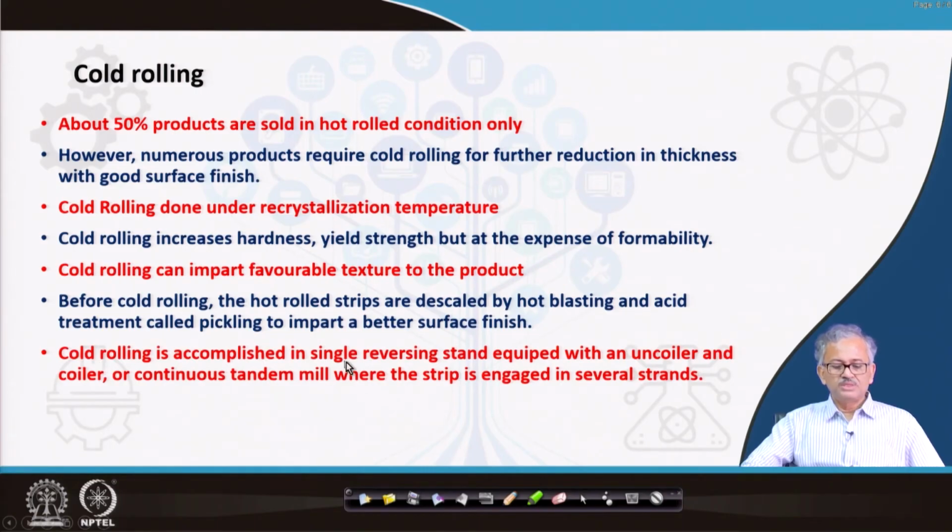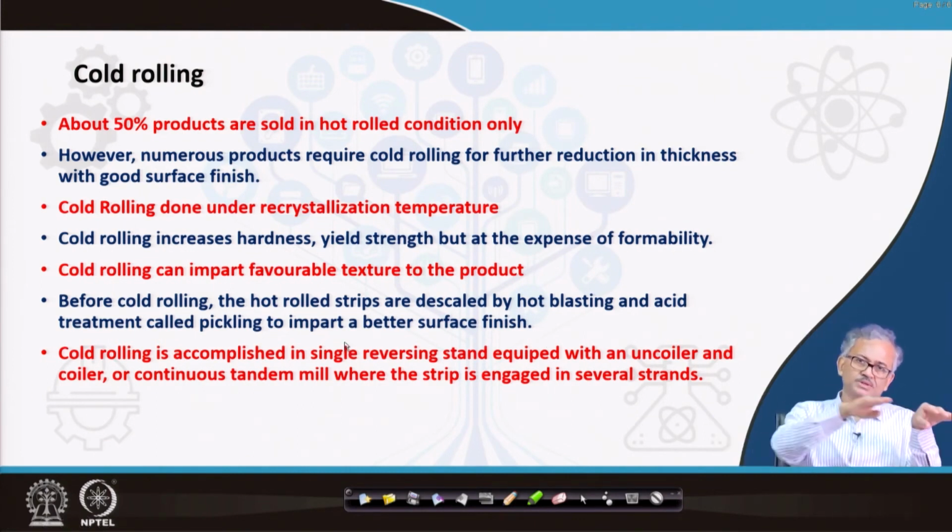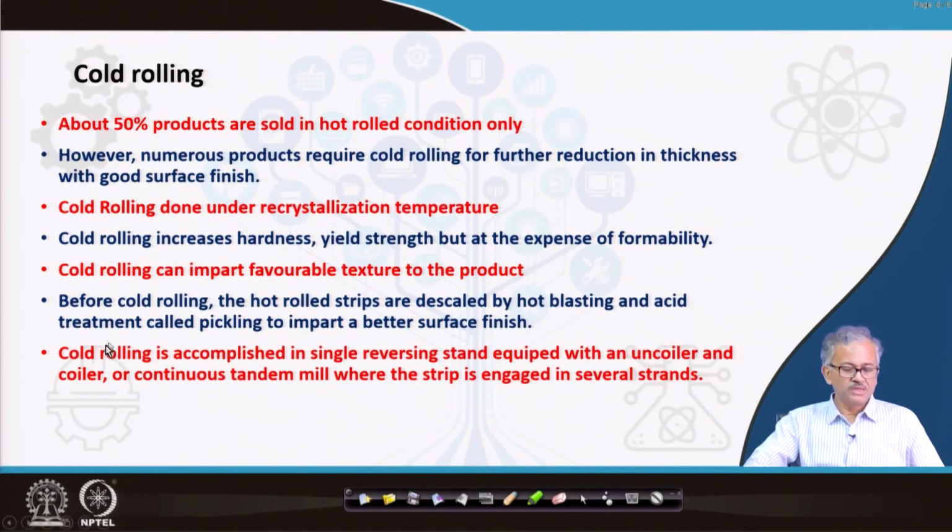Cold rolling can be accomplished in a single reversing mill equipped with an uncoiler and a coiler. A single strand you can do. It can do one pass and then again another pass, like that. Or it can be a continuous tandem mill where the strip is engaged in several strands, just like the hot strip mill. So one after the other it can go.